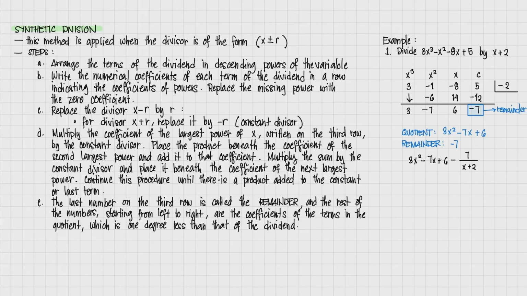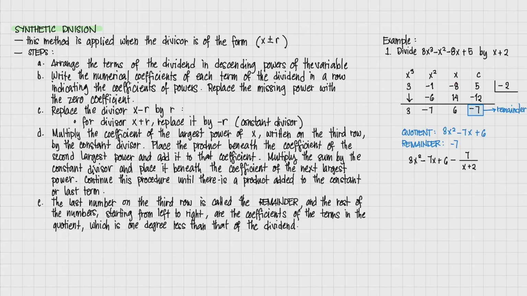Letter B, write the numerical coefficients of each term of the dividend in a row, indicating the coefficients of power. Replace the missing power with a zero coefficient. In our example, wala tayong missing coefficient. Na-cover naman natin sa lahat. So, you have your x raised to 3 here, x raised to 2, x, and then you have your c as your constant.